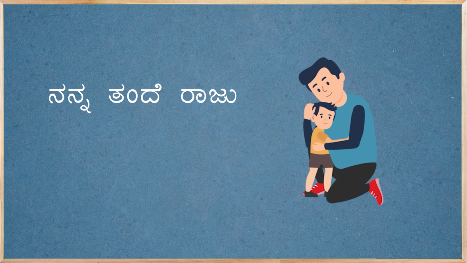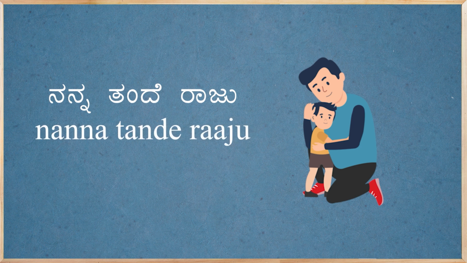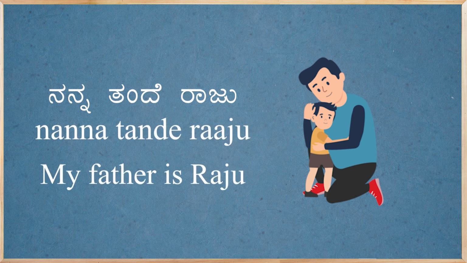Father, Tande. Tande in Kannada translates to father in English. Similar to dad or daddy in English, we address our father as Appa. Tande refers to the relationship, while Appa is the common way to call a father. For example, Nanna Tande Raju. Nanna Tande Raju means my father is Raju. A father is regarded as the head of the family and a guiding figure.